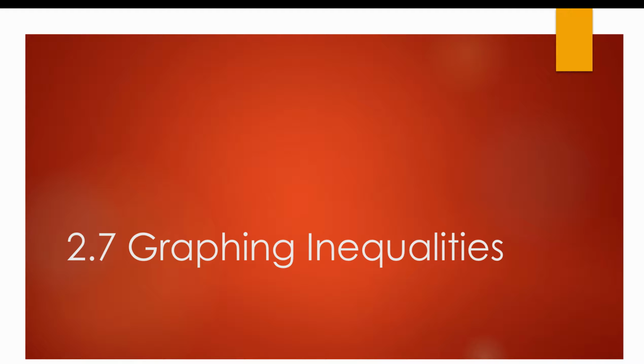Today we're going to be graphing inequalities. The first thing we're going to be looking at is this line. We have 4x minus 2y is less than 8. Okay, if you see here we have an inequality sign, so we're going to get this into slope-intercept form.